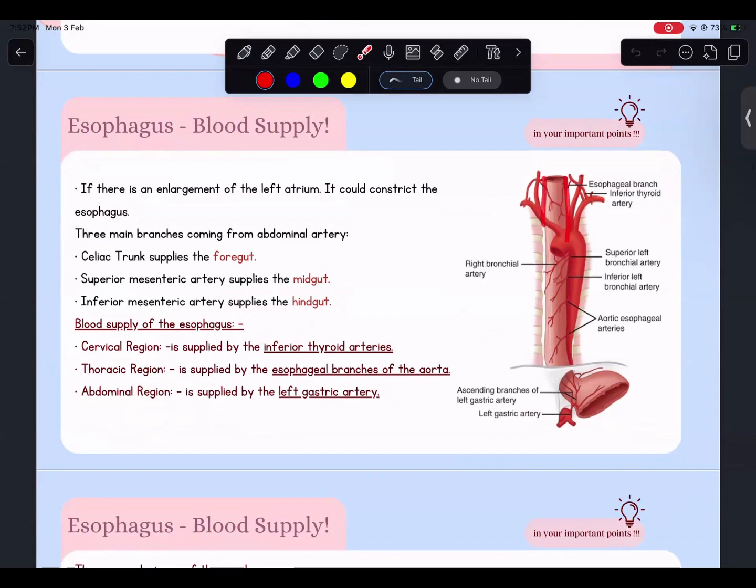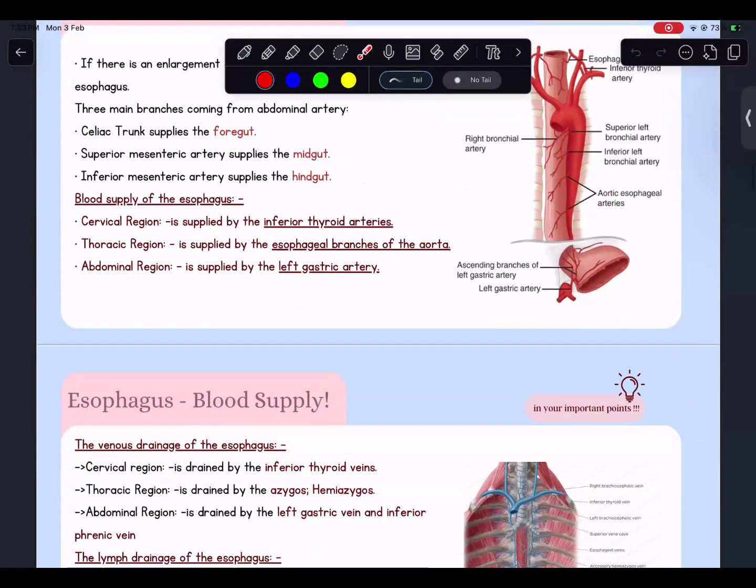So this is the esophagus right here. And these are the esophageal branches of the aorta that are going to supply the thoracic region of the esophagus, okay? Then we have the abdominal region of the esophagus, which is supplied by the left gastric artery. This is going to make more sense after we talk about the blood supply of the stomach. So this is the left gastric artery, and that's going to supply the end, or the abdominal region, of the esophagus, which meets the stomach, okay?